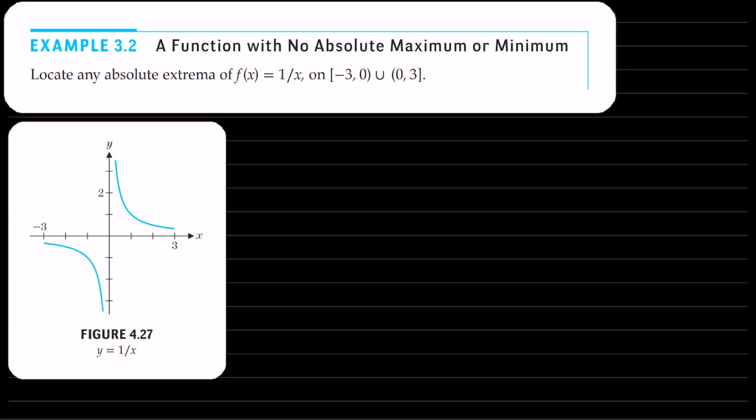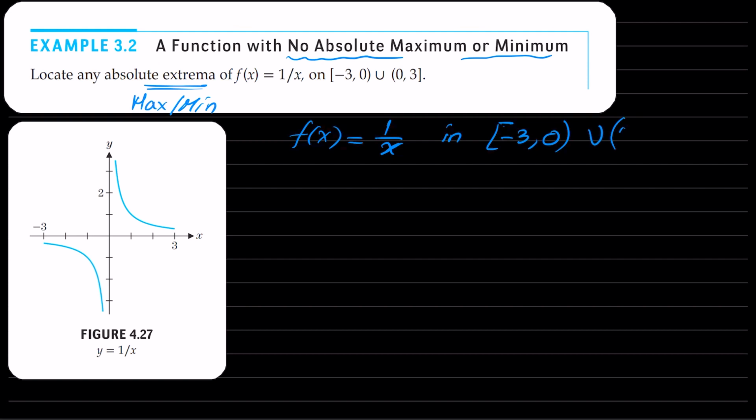Now, some functions have no absolute maximum or minimum. Functions with no absolute maximum or minimum: locate any absolute extrema. The word extrema means maximum or minimum. So we have the function f of x, which is 1 over x. Now if you look at the graph, this function is drawn in two intervals: -3 to 0, union 0 to 3.